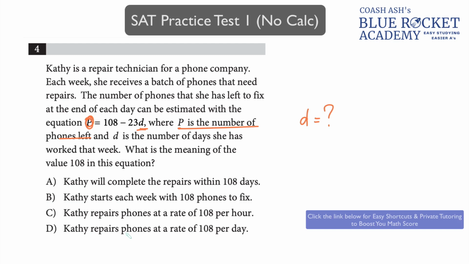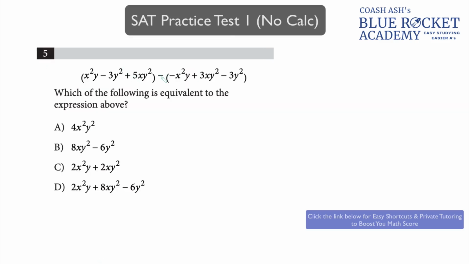I think it's just an extension on this problem so you understand it a bit better. Remember, the problem is after how many days will Kathy be able to repair all of the phones? All right, this is an easy distribution problem. If you see a negative in front of the parentheses, all you need to do is flip the sign on every single one of them. So ignore this negative and just put a plus here, put a minus here, and put a plus here. That's all you need to do.